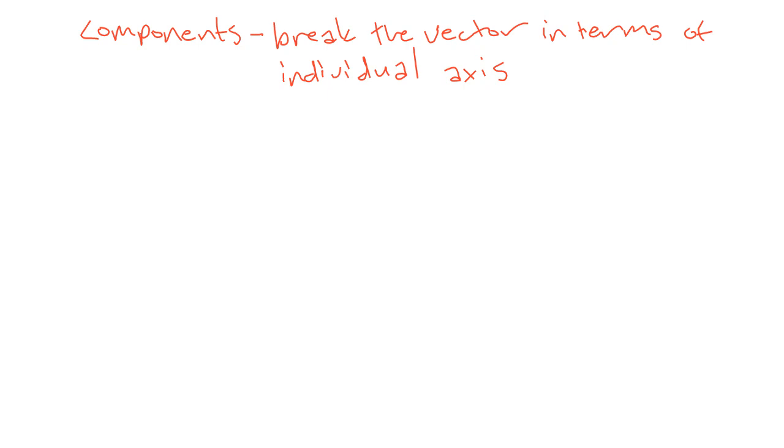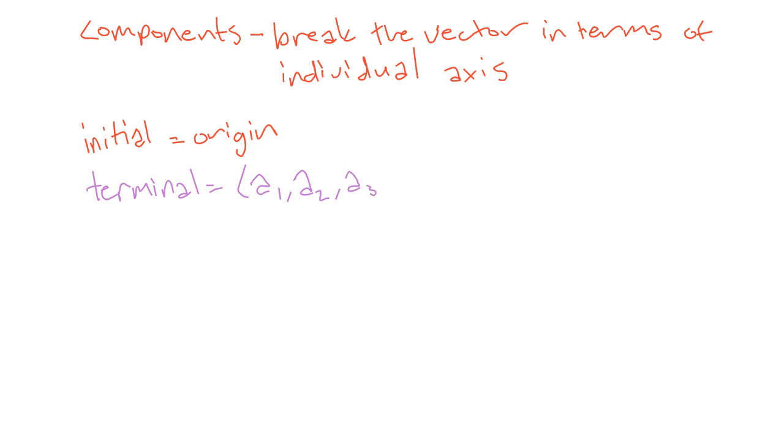When we think of components, we technically still have an initial point, but our initial point is going to be the origin, whereas our terminal point is just going to be some point in space. And we're just going to put this as coordinates like that.